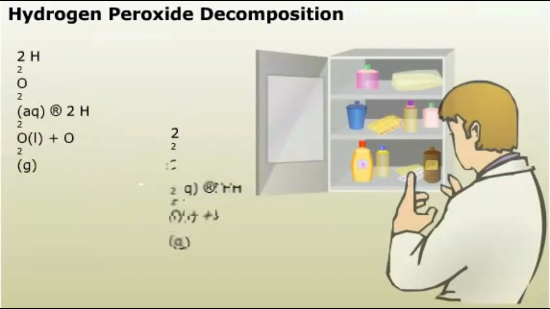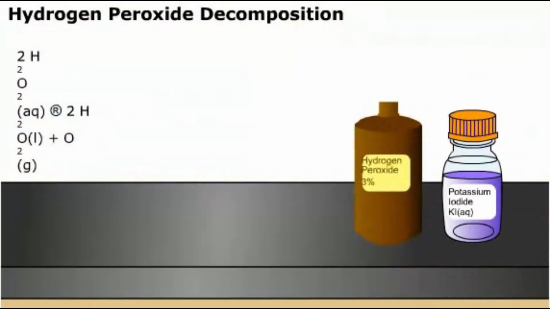Hydrogen peroxide is a strong oxidizer. It's used to clean scrapes and cuts. A bottle stored in a medicine cabinet lasts for a year or longer. Inorganic catalysts, such as iodide ions, speed up the reaction rate by about 5 orders of magnitude.